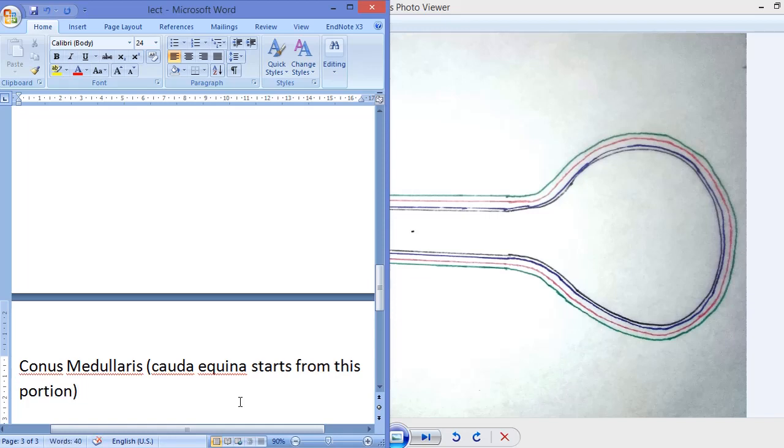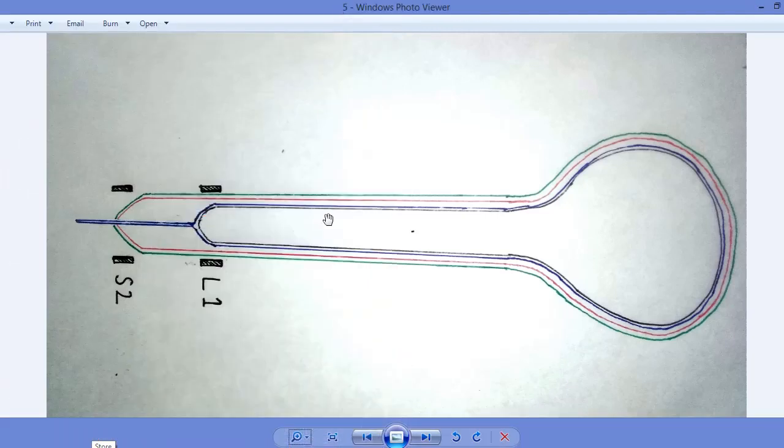The cauda equina starts from the conus medullaris, and the conus medullaris is the last part of the spinal cord, which exists at the L1 portion. Below the L1 portion, the cauda equina starts. Also below the L1 portion, the tail-like projection of the pia mater, called filum terminale, starts.